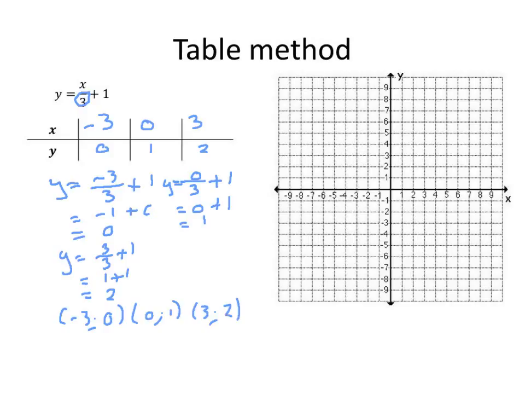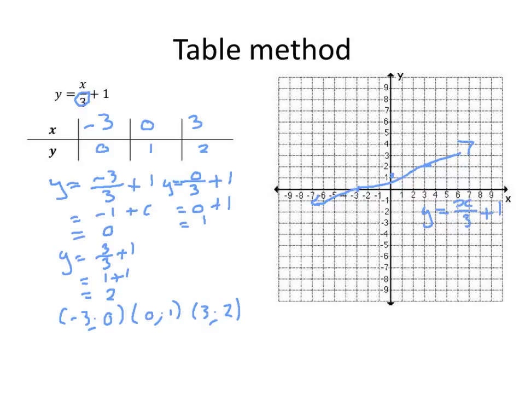Plot those coordinates here. -3 and 0 is the point over there. 0 and 1 is over there. I want to draw a nice dot. And 3 and 2 is over there. You're going to take your ruler and join it up, a straight line graph. Arrows on both sides. And we label our graph. This is a graph of y is equal to x over 3 plus 1.